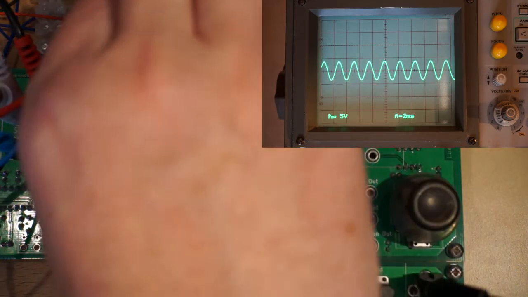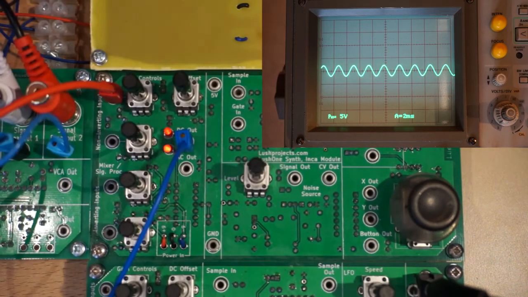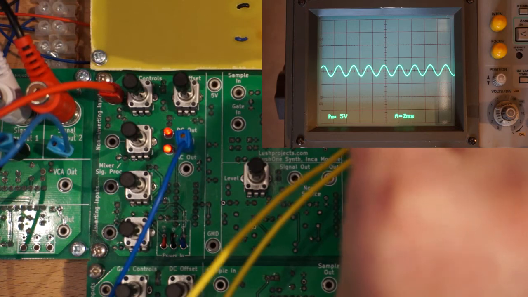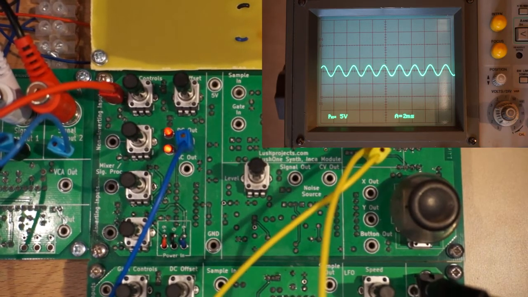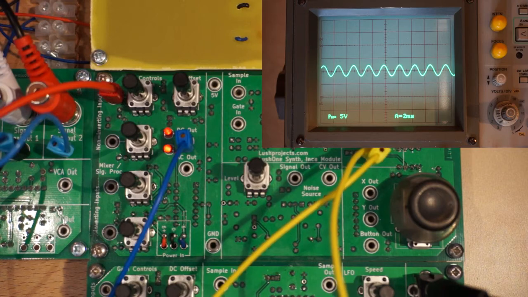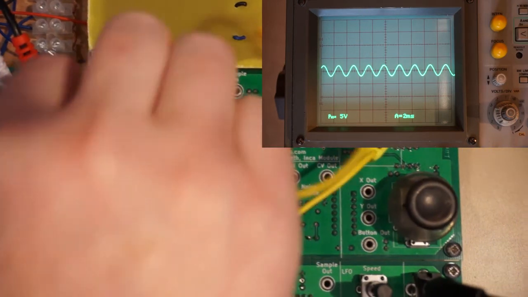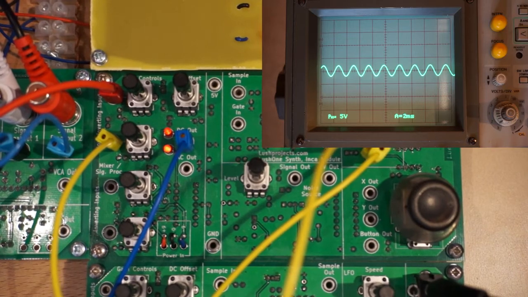What I'm going to do now is return this back to a central position and set that reasonably low. And we're going to patch in a second input to the signal processor mixer. So this time we're going to use it as a mixer as well as just a signal processor. But we're going to keep the DC output. I'm going to take the input from the low frequency oscillator, the square wave LFO, which is actually on the Inca board, and I'm going to connect it to the second non-inverting input on the mixer.